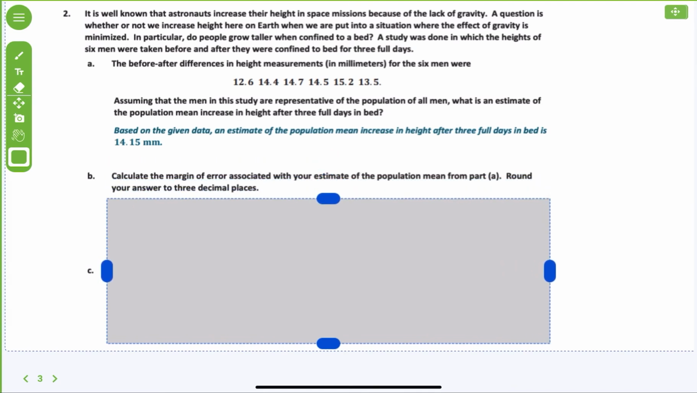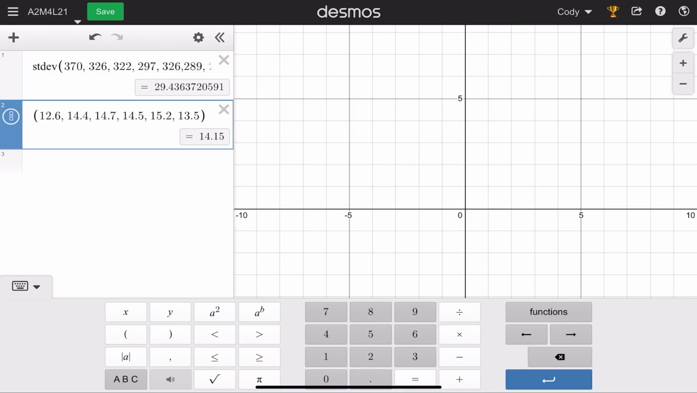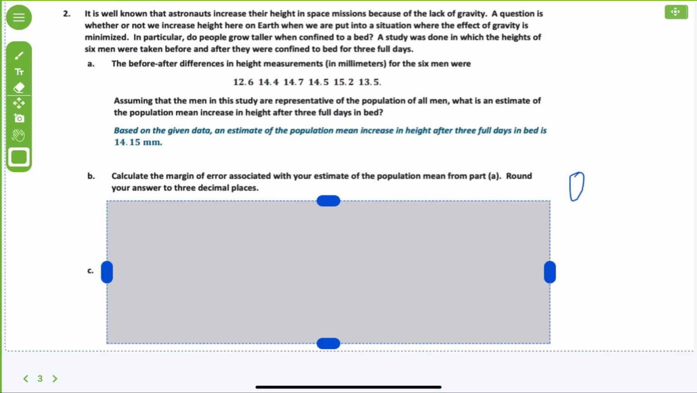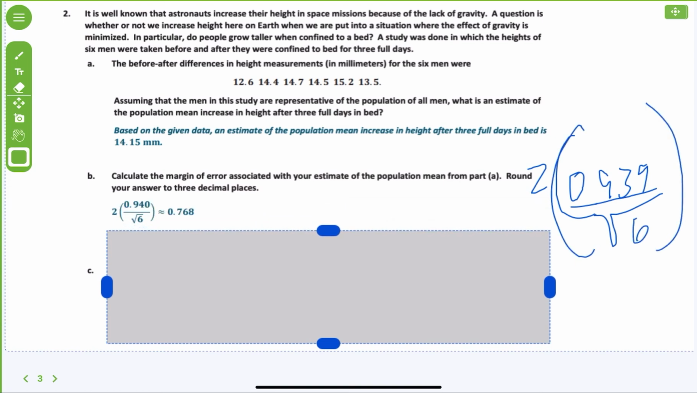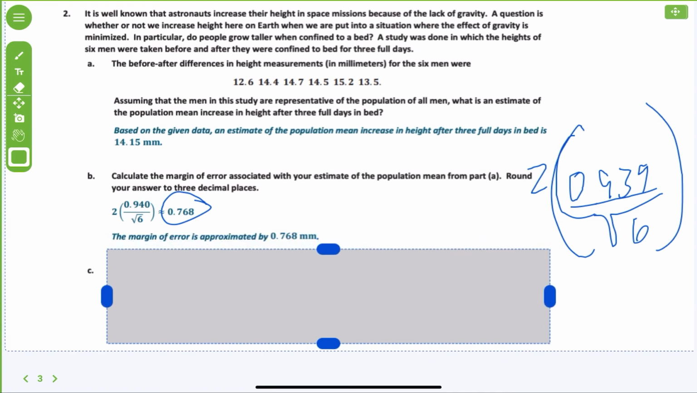Now, calculate the margin of error. To do that, we simply go back here, get our standard deviation, 0.939, and we do 2 times that divided by the square root of, how many were there? There were 6 men. If you do that, you get 0.768. So that would be your margin of error.